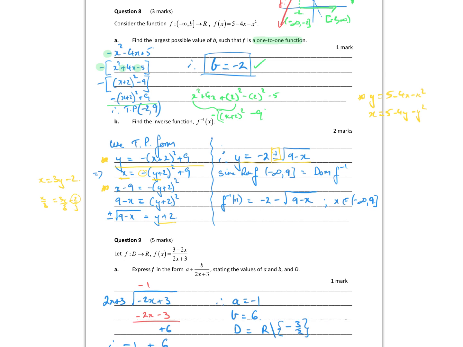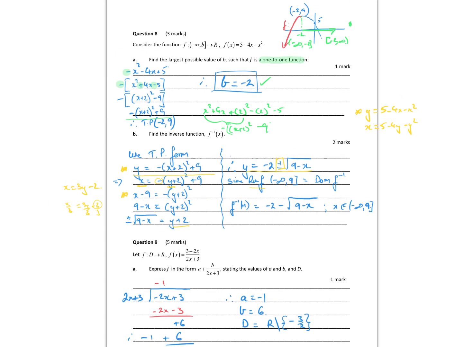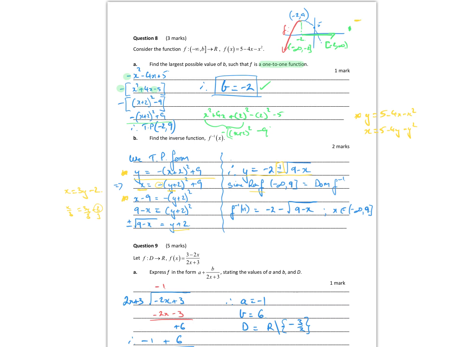So if I go to the range of my original function up here, we can see that the range is from 9 down to minus infinity. So from −infinity to 9. So I get these big negative values. So that's what I'm going to have in here. I'm going to keep the negative sign to make sure I get these big negative values. Yeah. So we end up with f inverse of x equaling −2 minus the square root of 9 minus x, where x is an element of −infinity to 9.